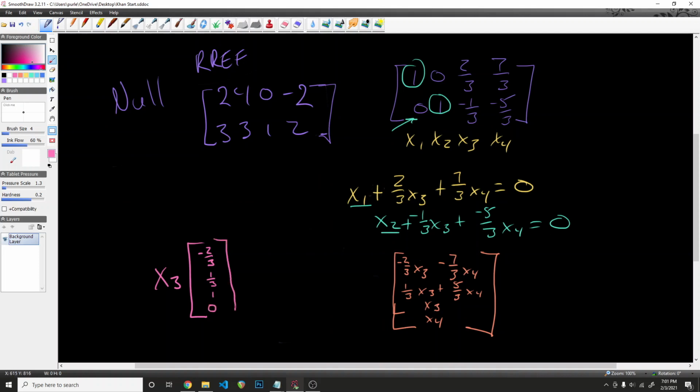And then we can say plus x4 times the vector, and pull this out. Looking at each one of these lines, we've already done the x3. What we have is a negative 7 over 3 for x4. And then here we have 5 over 3. And then this is actually a 0, there's no x4 in this term. So we have a 0 and then a 1. And then that is our answer.